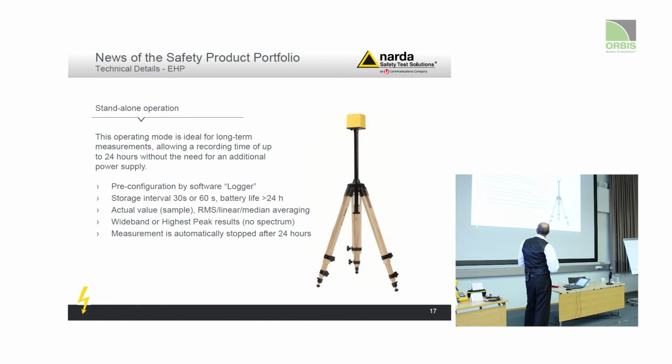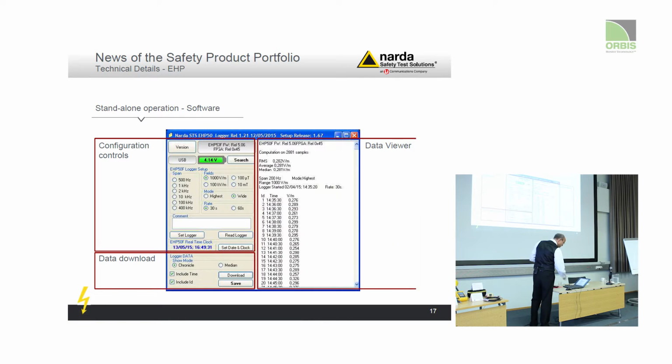The standalone operation is ideal for long-term measurements, allowing recording of various operational conditions of complex machines, for example, or if you want to do an assessment in railway or in a complex transformer station where you have a lot of loads which you are switching. So you can pre-configure the logger software. Storage intervals could be 30 seconds or 60 seconds. So more than a day you can measure the current value, samples, linear, median averaging, wideband or highest peak results. It's automatically stopped then after 24 hours.